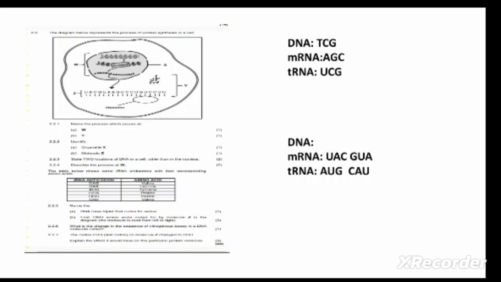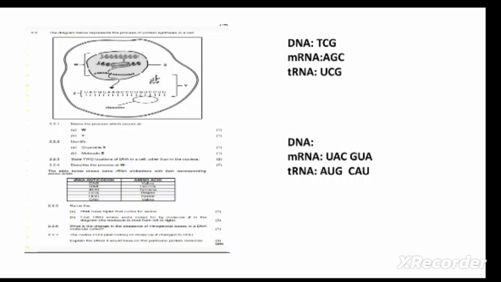The table below shows some tRNA anticodons with their corresponding amino acids. I told you they will give you a table of amino acids, and then they'll either give you DNA, mRNA, or the tRNA base triplets. So in this case, we are given tRNA. Name the DNA base triplet that codes for serine. Where is serine? Serine is there. We are given the tRNA, which is UCG.